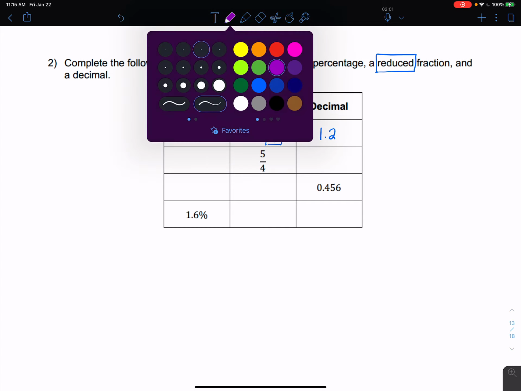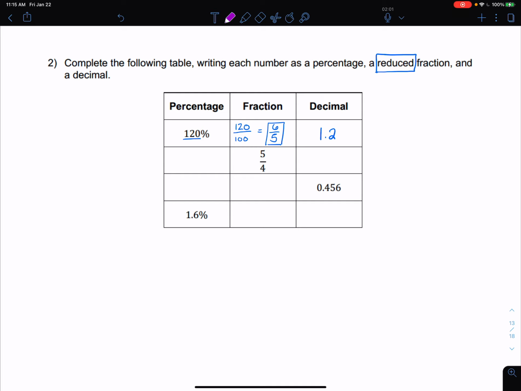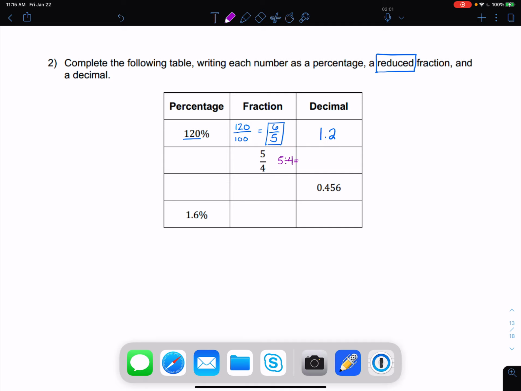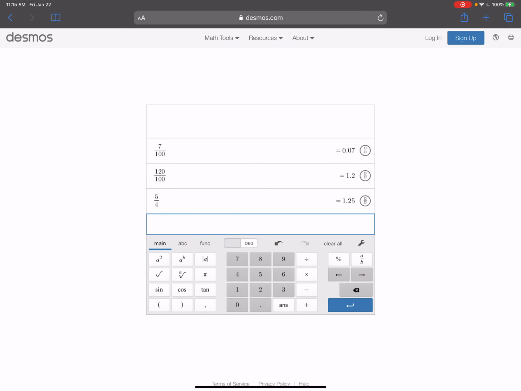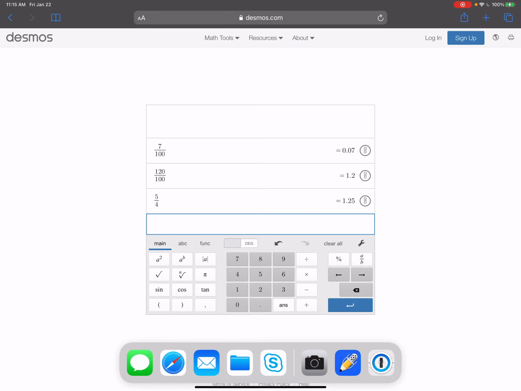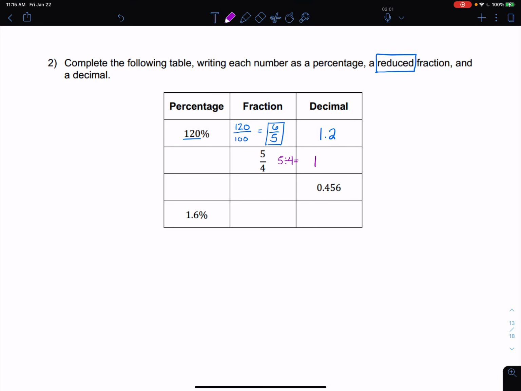If we look at this next row, they give us the fraction 5/4. So I know to go from a fraction to a decimal, I can divide. So I can do 5 divided by 4. If I pull up that calculator, 5 divided by 4 gives me 1.25. So my decimal answer is 1.25.